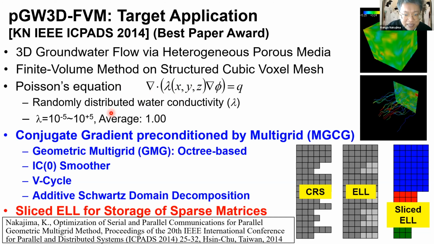Because it's SPD, symmetric positive definite, we can apply conjugate gradient solvers. We are applying the conjugate gradient method preconditioned by multigrid, called MGCG. We apply octree-based geometric multigrid and an incomplete Cholesky 0 without fill-in smoother, with coarse-grid aggregation and hierarchical domain decompositions. This is a very memory-bound process, so matrix storage affects the performance so much. We started from CRS, and in the previous version we used sliced ELL.